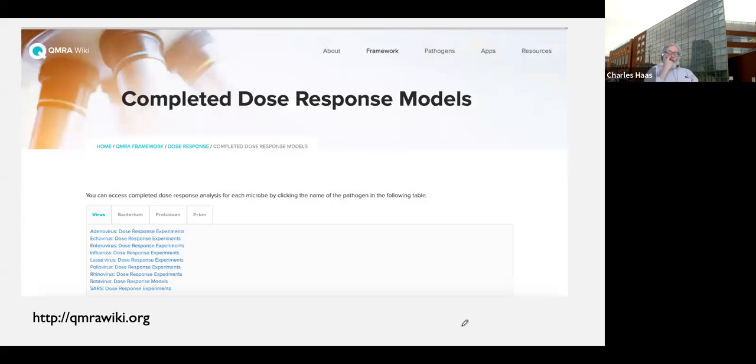As I said, we've done a large number of dose response models. This is a compilation of an inventory of many of them put together with colleagues at Michigan State and Ohio State. But there are other dose response models in the literature that we haven't yet accumulated on this wiki.